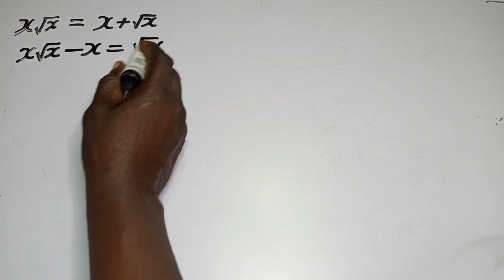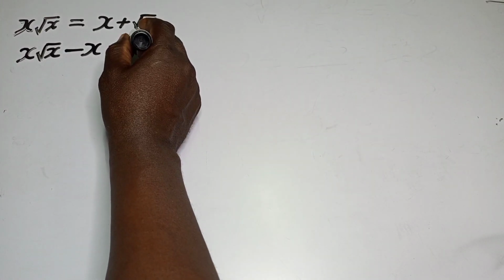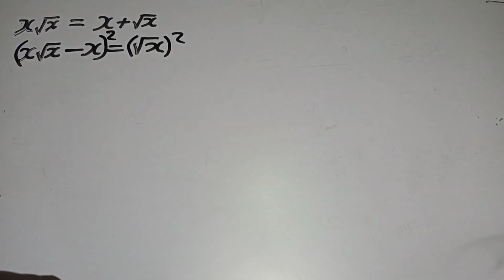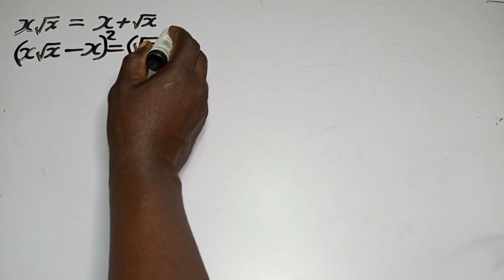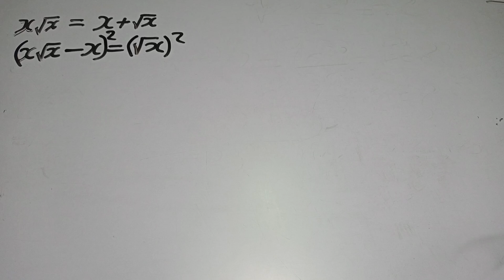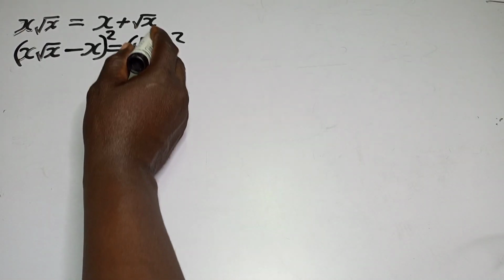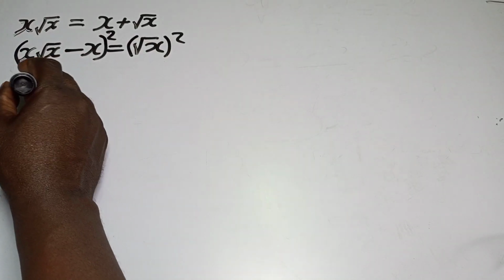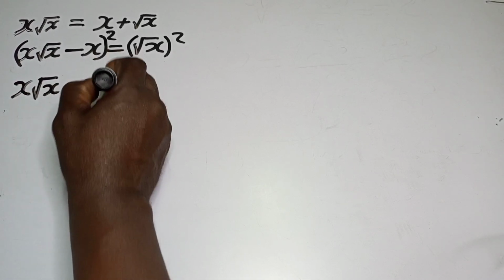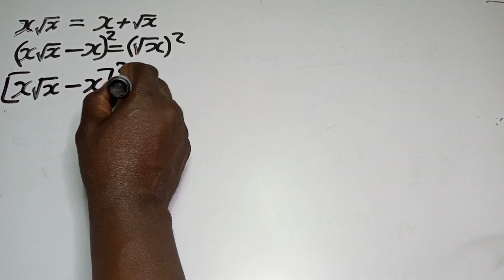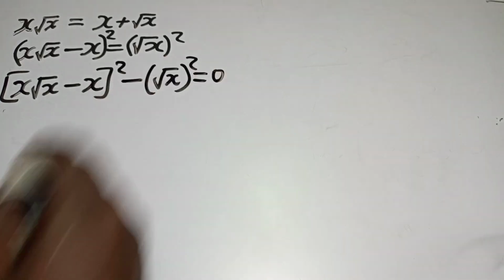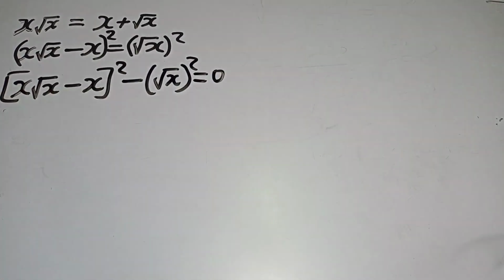Now let's remove this radical. The opposite operation of square root is square. So we're going to square both sides. Now we will not just come and cancel this out, which is still correct, but we want to make use of the difference of squares identity. So we just carry this one from the right hand side the way it is into the left hand side. So we have x root x minus x all squared minus root x squared is equal to 0. This gives us a difference of two squares.